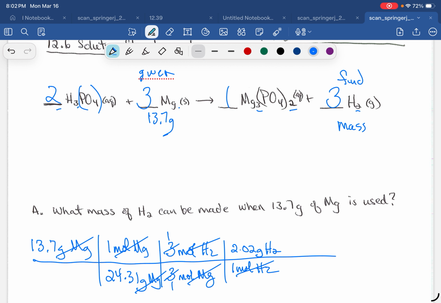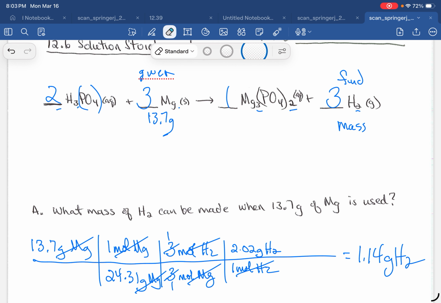Get the calculator out here. So 13.7 divided by 24.31 times 2.02 equals, I get 1.138379268. I'm going to round that to 3 significant figures and do 1.14 grams of H2. So that takes care of my letter A. And then let's go on to letter B.